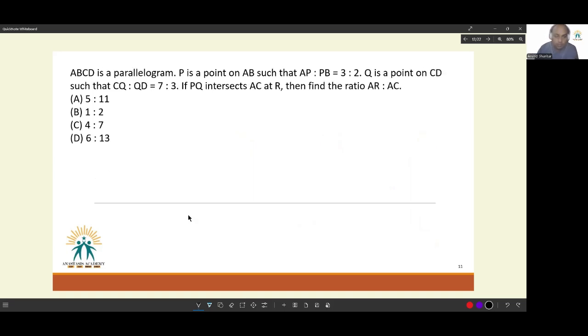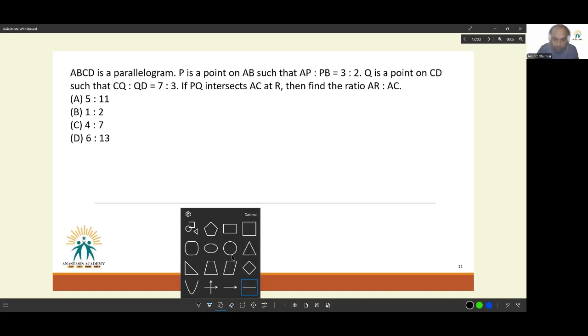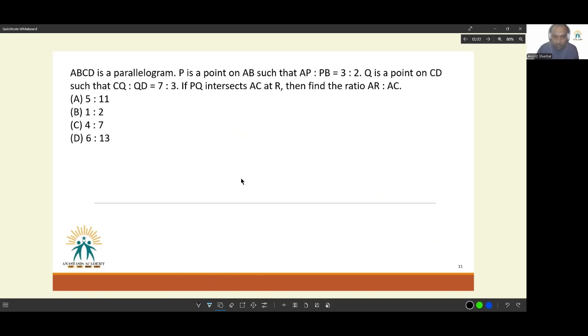Next, ABCD is a parallelogram. Let me draw a parallelogram. ABCD is a parallelogram. A, B, C, and D. P is a point on AB such that AP is to PB is 3 to 2.